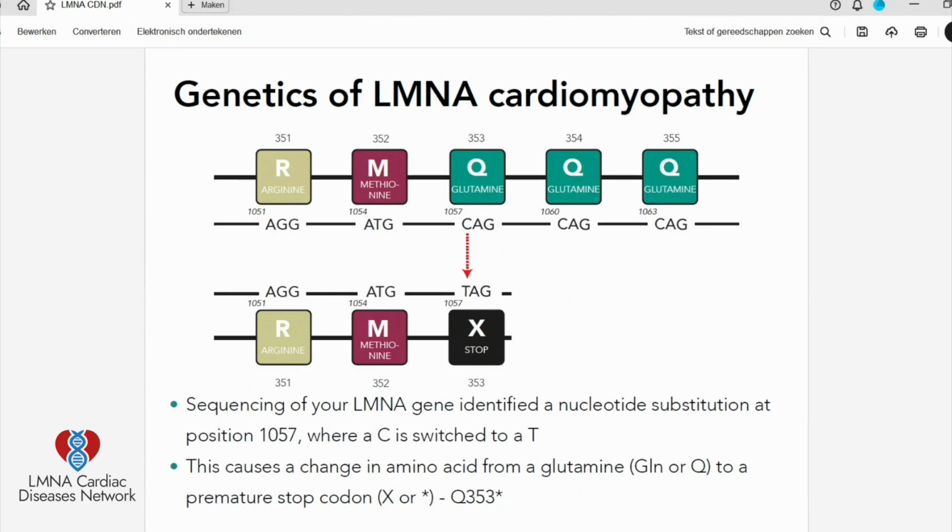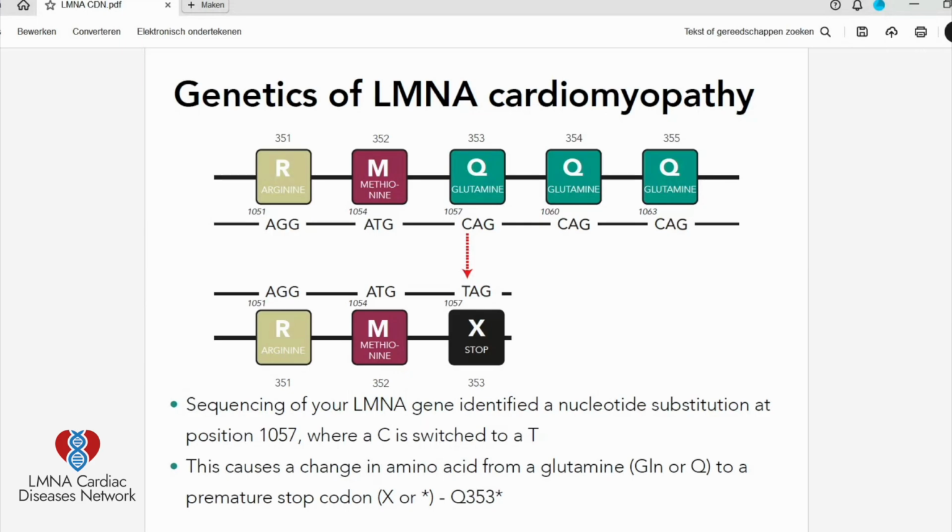And then we'll go through with families their specific genetics. So in this situation, we've got a premature stop codon. You can see at the top a series of different amino acids, just a series of 5, and then you can see at nucleotide position 1057 there's a change from a C to a T. What that does is change glutamine to a premature stop codon. This is about halfway through the gene, so this gene is going to stop what we call transcribing about halfway through.